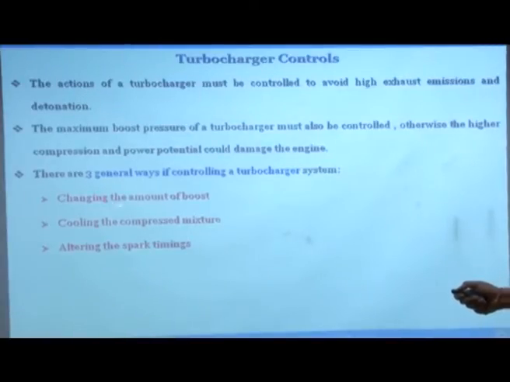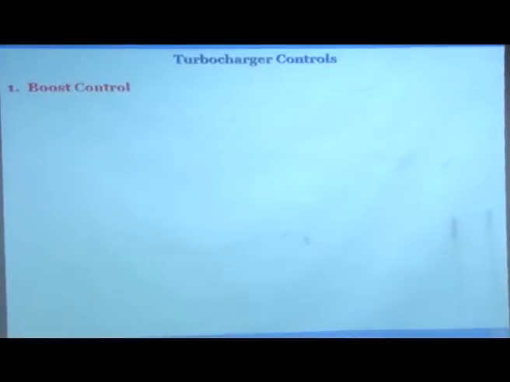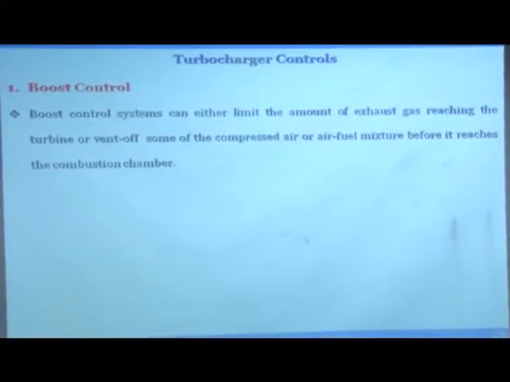So, now if you have to develop controls for turbocharging or boosting control, it has to take into account these three factors. Okay. So, first let us talk about boost control. How do we control the boost? Boost control can either limit the amount of exhaust gas reaching the turbine or vent off some of the compressed air or air fuel mixture before it reaches the combustion chamber.